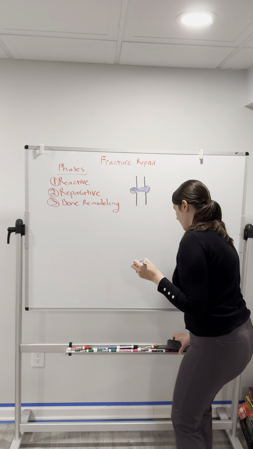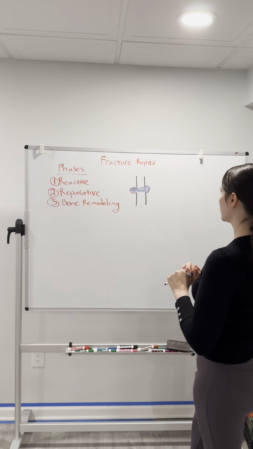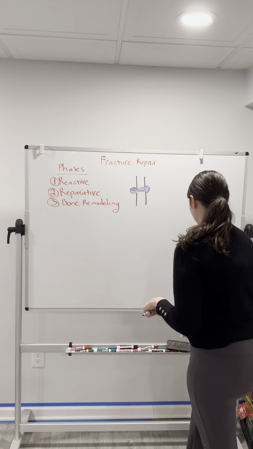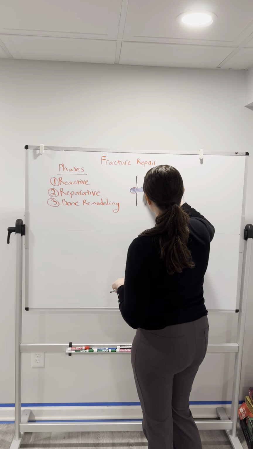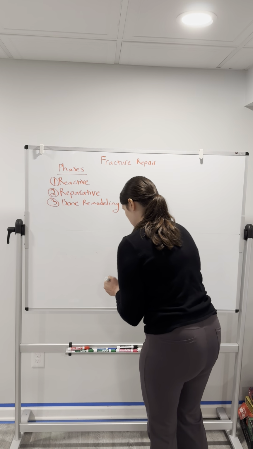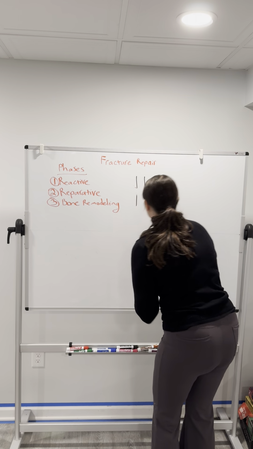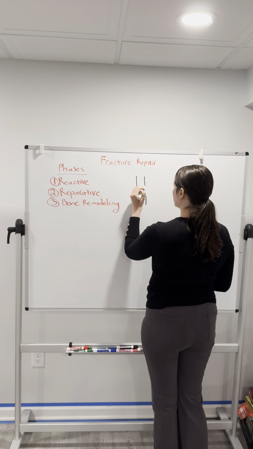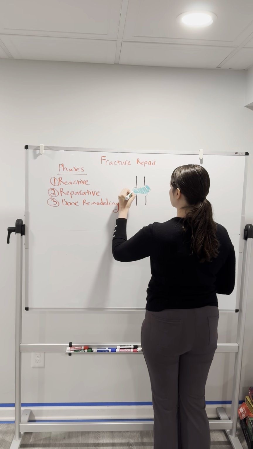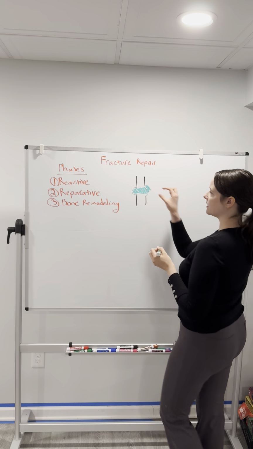our fibrocartilage callus forming. Then our third step, part of the reparative phase, is our bony callus formation. Okay, so then this is replaced, let's use green for this one. This is replaced with bone. Okay, and then we have this bony callus formed now at the site of our break.